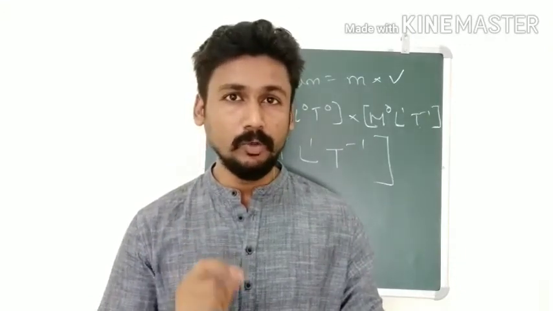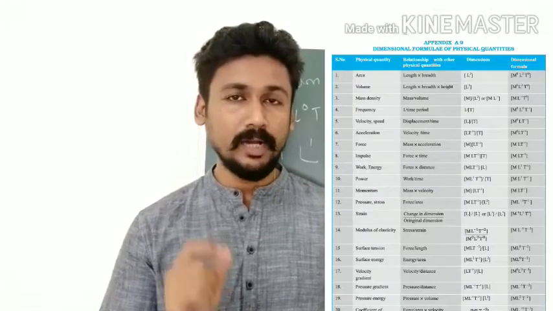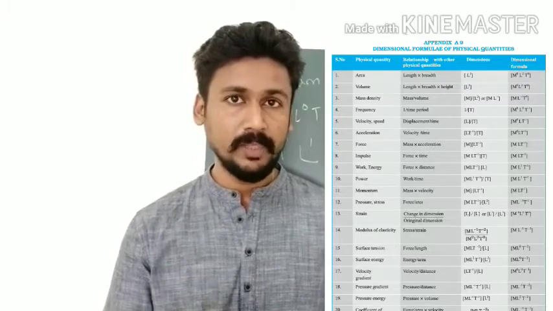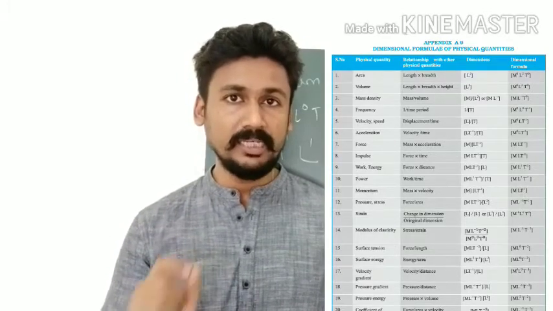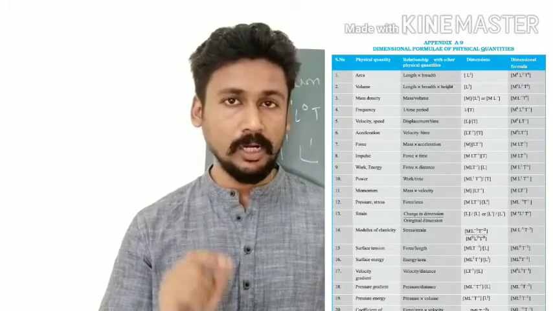So what I want you to do now: in your textbook there is an appendix A9. That appendix will give the dimension formula of a number of quantities. I don't want you to write all of them. The first 12 quantities that are given, you are going to make a note of all these quantities, that is the formula along with the dimension formula, in your notebook.